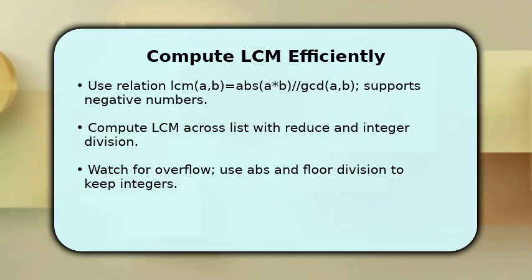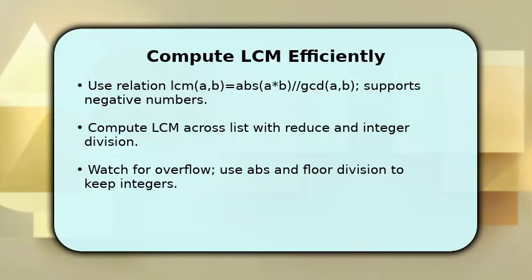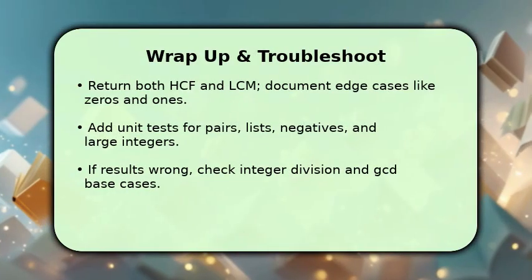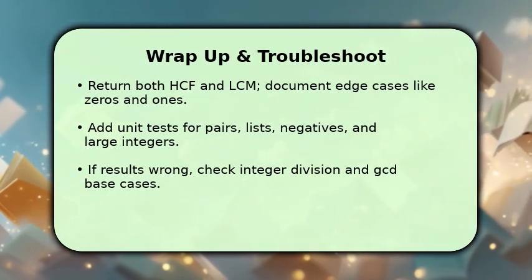For many numbers, reduce the LCM pairwise, making sure to use integer floor division so results stay ints. Once done, check for signs and convert to absolute value. This ensures LCM is non-negative. Also, make sure to guard against potential intermediate overflow when you finish by packaging functions that return HCF and LCM for single pairs or lists.